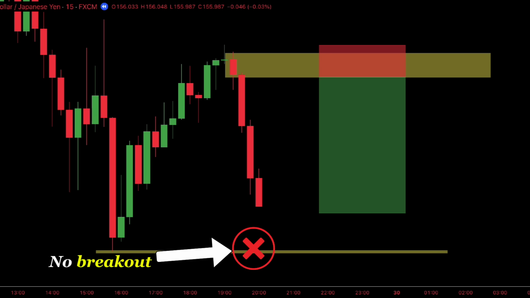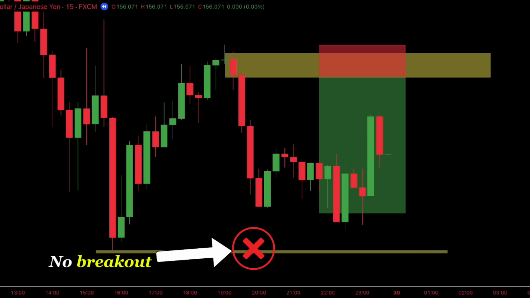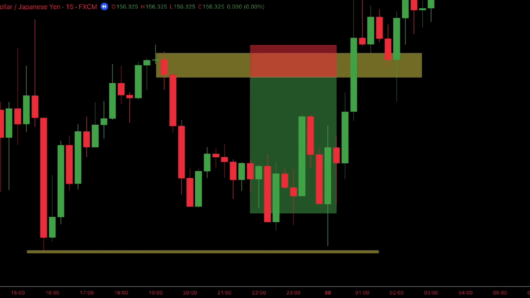Because a breakout of support means that liquidity has been taken, and that institutions have likely entered the market. Without this breakout, we don't have confirmation that institutions are truly behind the move. So even though the setup looks clean, it is not a complete institutional setup, and the trade should be ignored.